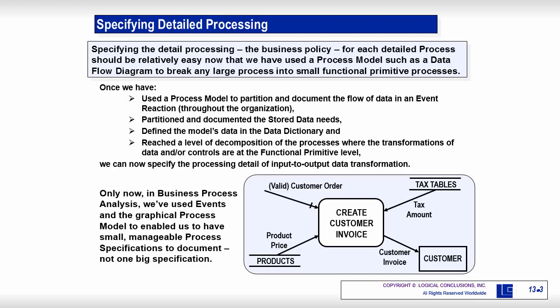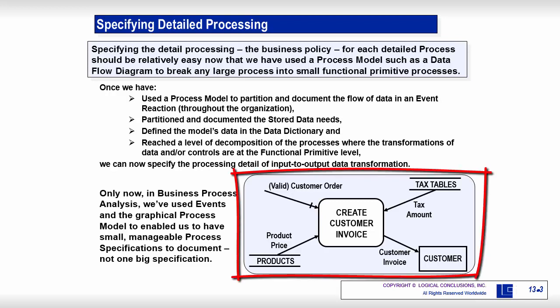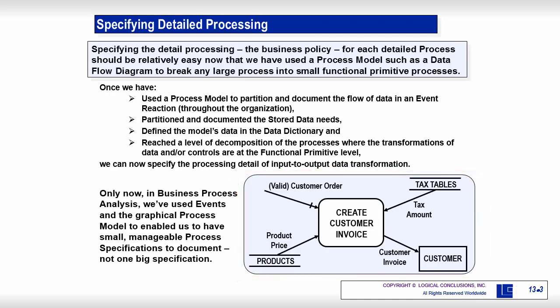So for any one process specification, we only need to focus on just how the incoming data flows to a functional primitive process create the outgoing data flows from that process. Obviously, we can only use the flows shown in and out of the specific process we're addressing on the process model. For example, in the partial diagram on this slide, we need to only concentrate on how the valid customer order, along with the stored data elements of product price and tax amount, are used to create a customer invoice. If we find the need to use other flows as we specify the detailed processing, we must go back and change the process model and maybe the data dictionary.